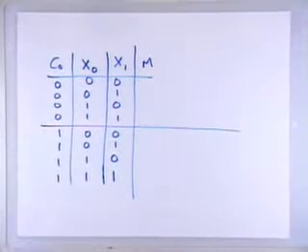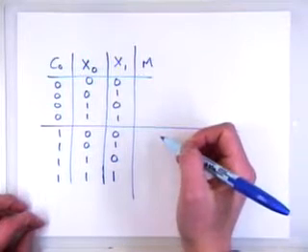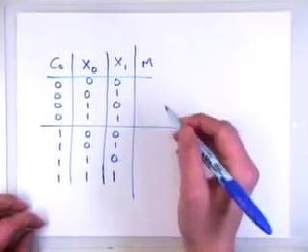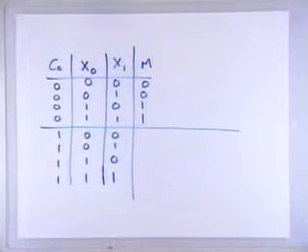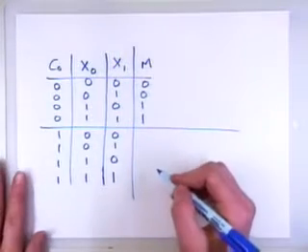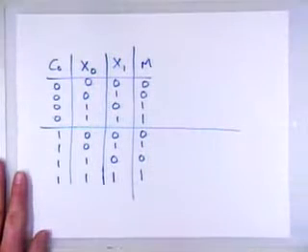Okay, so we said that if C0 is 0, then our output is going to be x0. So for the first 4 rows of the table, I'm going to have what values? 0, 0, 1, 1. Now we also said that if C0 is set to 1, then the output's going to be the same as x1. So then the values here are going to be the same as x1, which is 0, 1, 0, 1.